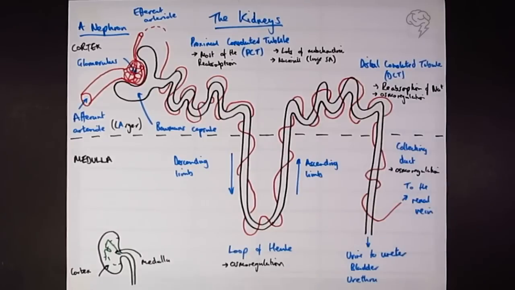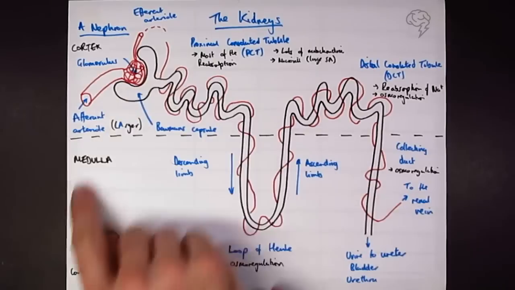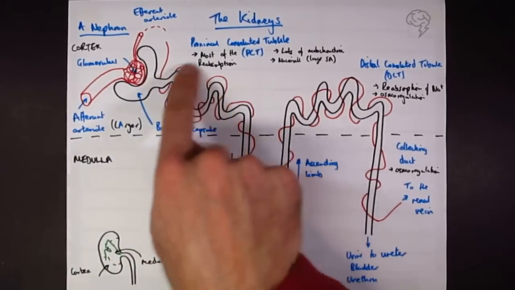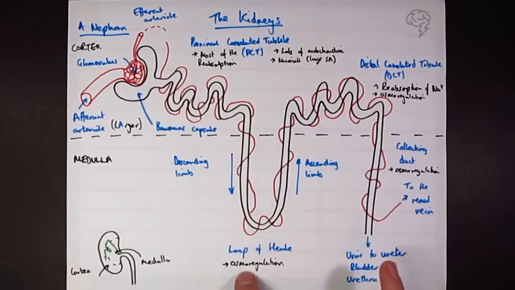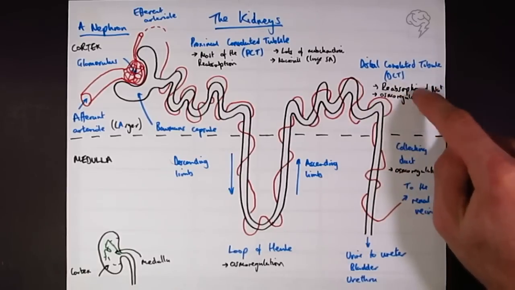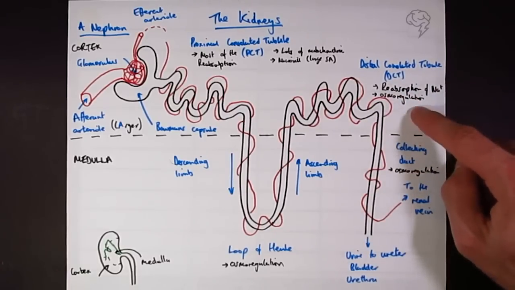Okay, so a very quick overview. We're going to look at each of these sections in turn. We're going to look at ultrafiltration. There's going to be a lesson on that. We're going to look at selective reabsorption, which is going to be what happens in the proximal convoluted tubule. We're going to look at osmoregulation controlled by the loop of Henle and the collecting duct. There's almost no questions actually on the distal convoluted tubule unless it's related to osmoregulation.